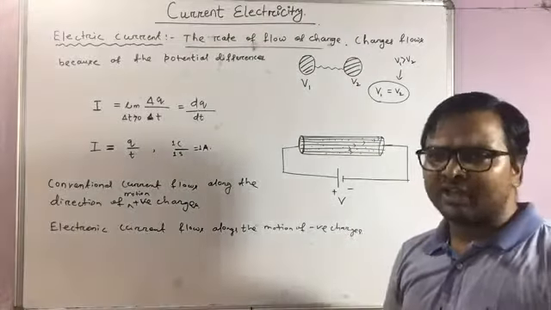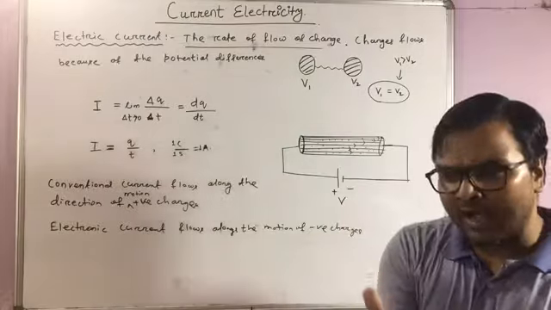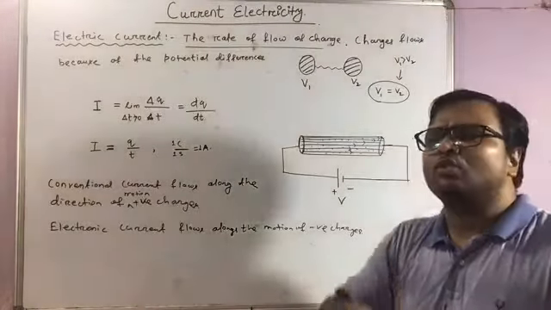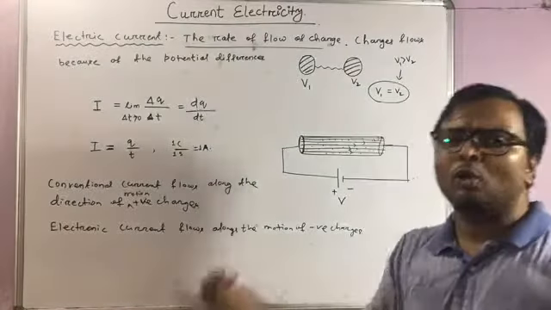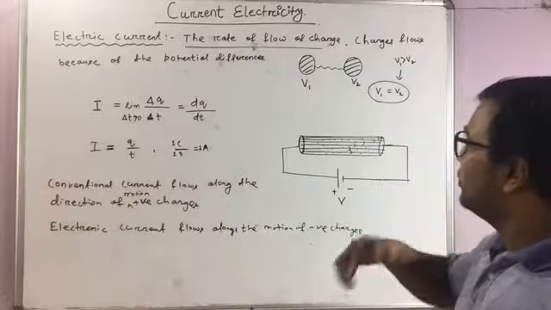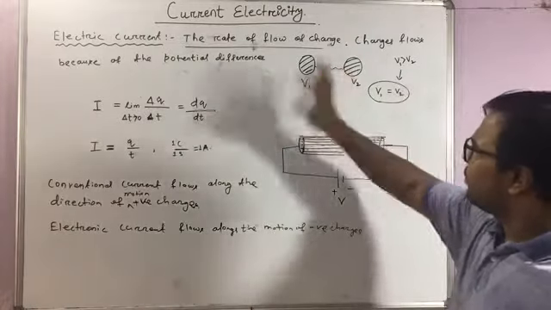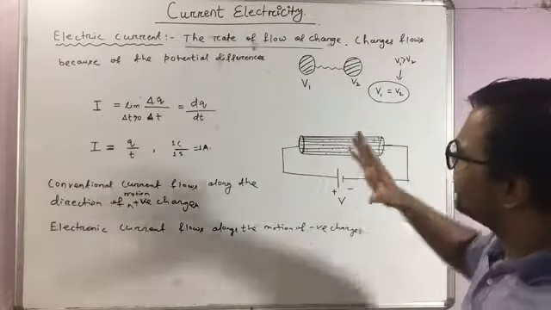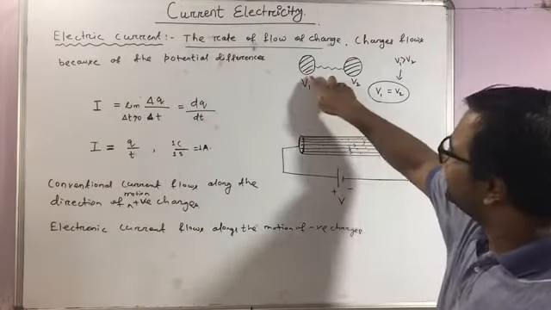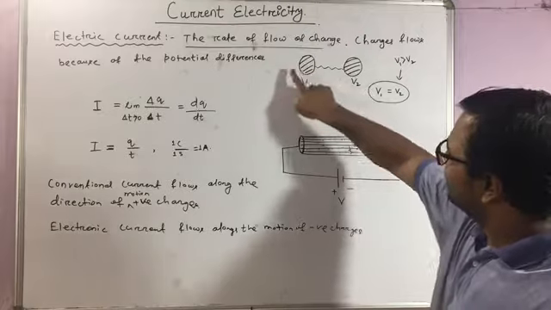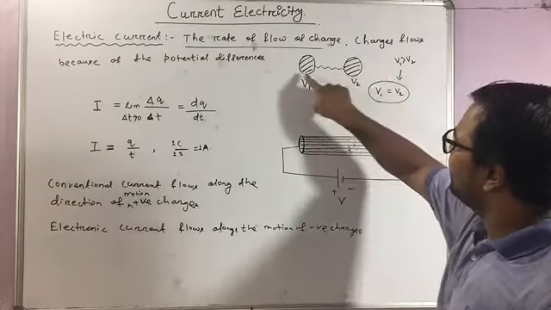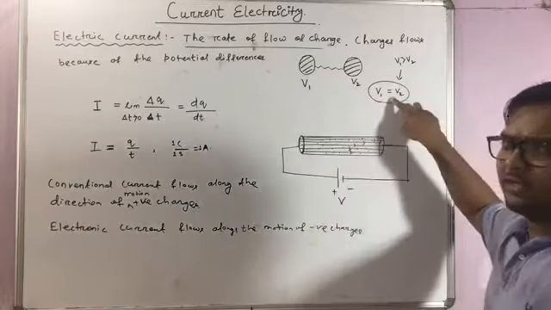A positive charge always flows from higher potential to lower potential, and a negative charge always tries to flow from lower potential to higher potential. This is a fundamental concept, try to understand it. So let us take both of them having positive charges. If the potential V1 is greater than V2, then positive charge from V1 will flow to V2 till their potential becomes equal.